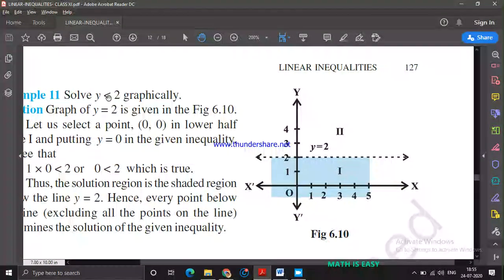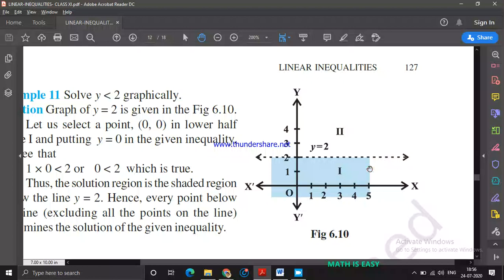Okay, same if y is less than 2, this is the line y equals 2, which is a dotted line. Less than means either below or above. I think below only, because above, if I take y as 3, obviously 3 cannot be less than 2. So that's why the solution set will be below.